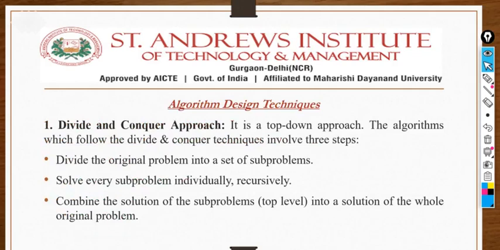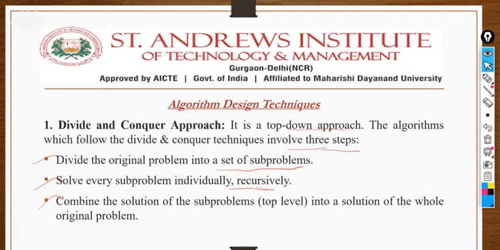So the divide and conquer approach is basically a top down approach, and the algorithms which follow the divide and conquer technique involve three steps. First step, divide the complex or large problem into a set of subproblems or submodules. Solve each and every subproblem individually but recursively. That means simultaneously you have to execute the subproblems.